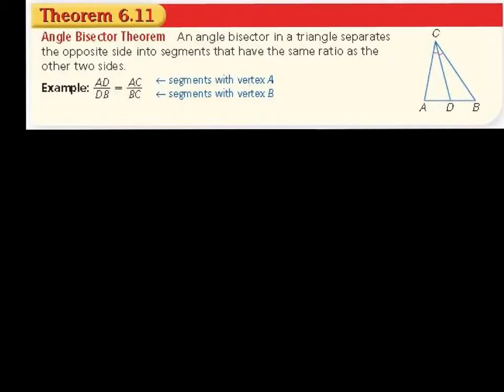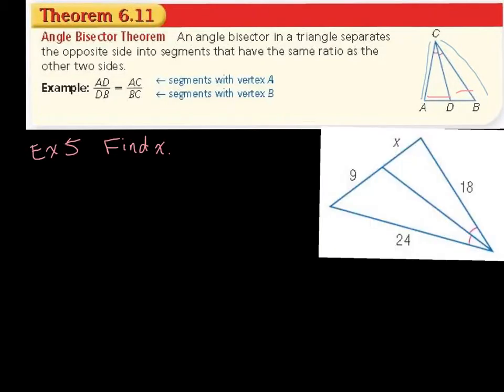An angle bisector in a triangle separates the opposite side into segments that have the same ratio as the other two sides. So in this one, we have AD is to DB as AC is to BC. So the numerators are segments with vertex at A, and the denominators are segments with vertex at B. Okay, let's do an example of that theorem.